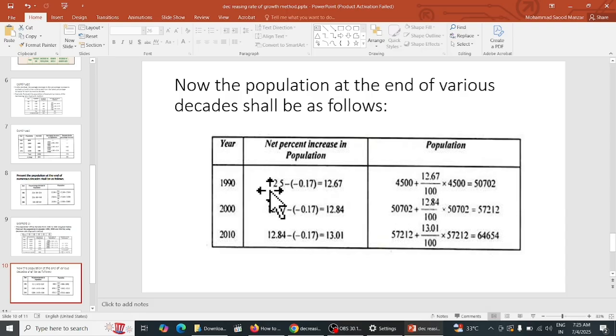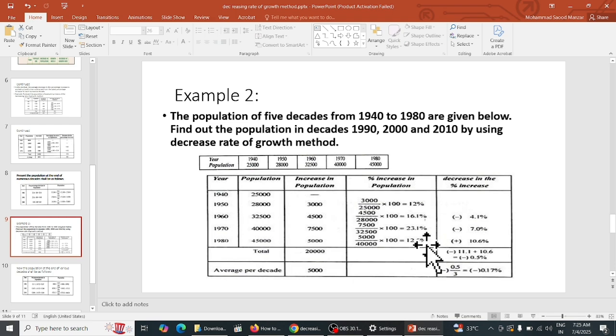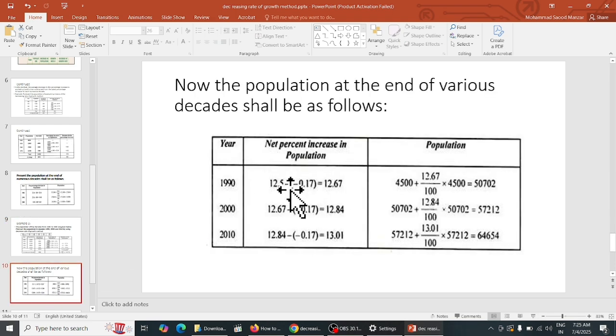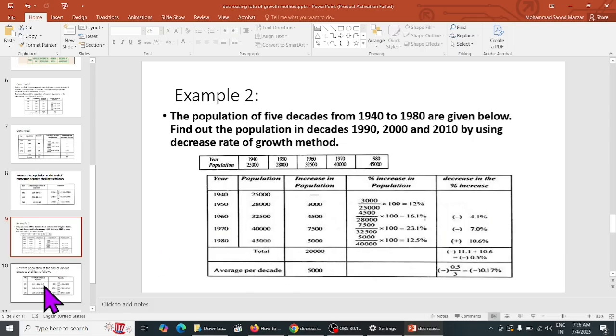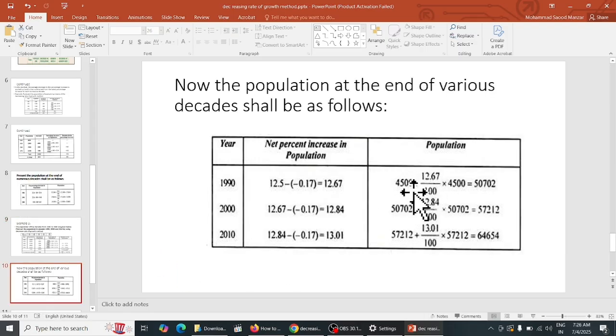Now if you see here for 1990, what was the last value? It is 12.5, this one. So 12.5 minus 0.17 is 12.67. Similarly, 12.84 and 13.01. Now similarly, we will apply the same concept that we have seen in the previous problem. So this is the population at the present decade, which is 45,000. Sorry, make a correction, this is 45,000, not 4,500, plus this value, the net percent increase in population. If you see here, the values again are increasing for the subsequent decades.